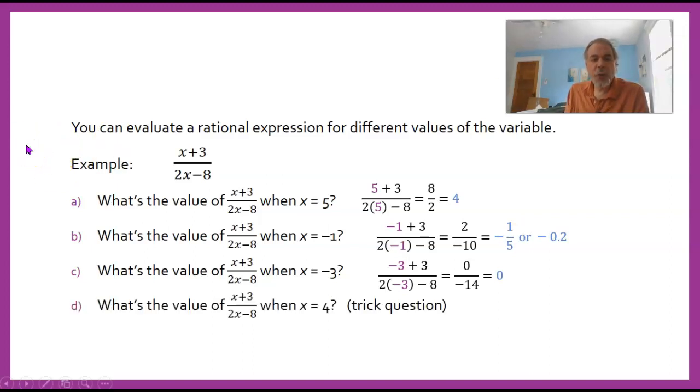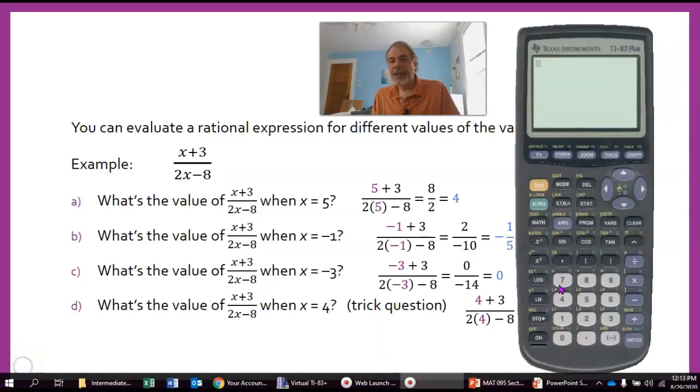And what's the value of this expression when we put in 4 for x? What's the value of x plus 3 over 2x minus 8 when x equals 4? Well, let's try it and see. 4 plus 3 on top gives us 7. 2 times 4 minus 8 on the bottom gives us 0. And then 7 divided by 0 is undefined. You can't divide by 0. If I ask my calculator what's 7 divided by 0, it's going to give me some sort of an error message.